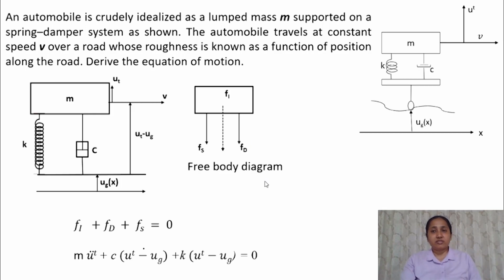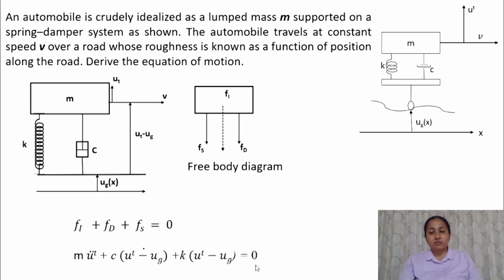Now let's see the damping force. So the damping coefficient is c. So damping force would be c multiplied by the velocity of this mass. So the velocity would be the velocity relative to the base. So that would be ut minus ug dot. The spring force would be k multiplied by the relative displacement. So that is ut minus ug, and that should be equal to 0.